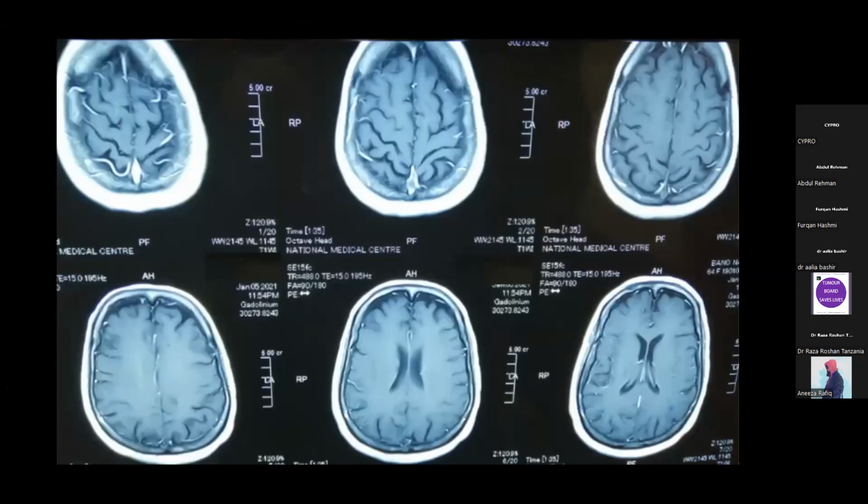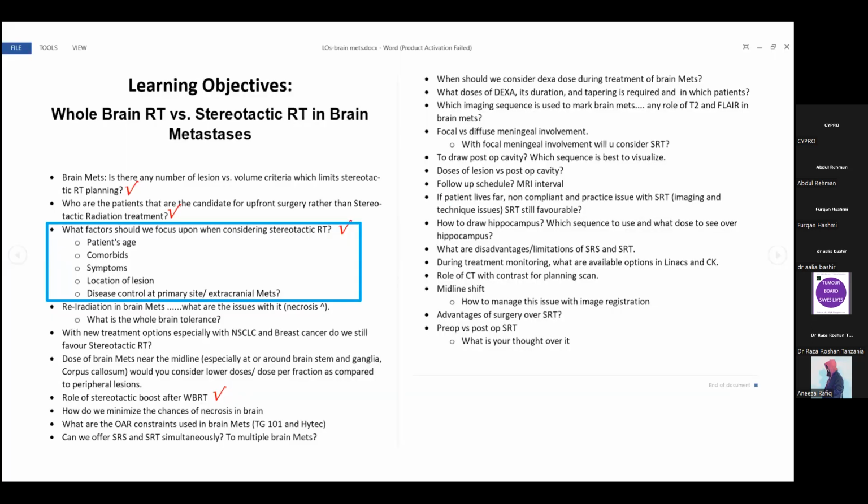And after around 9 months, there was no evidence of disease. So I followed this patient up to 2 years. Still, there is no disease. So what factors should we focus upon when considering stereotactic RT? So we will discuss this.